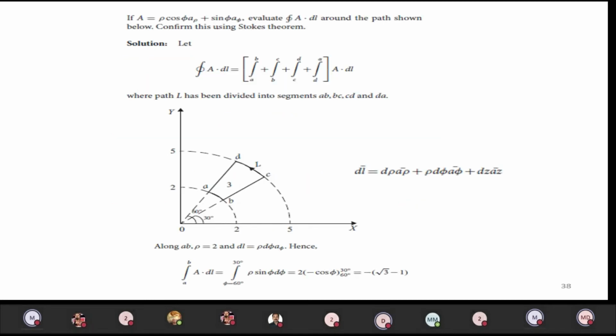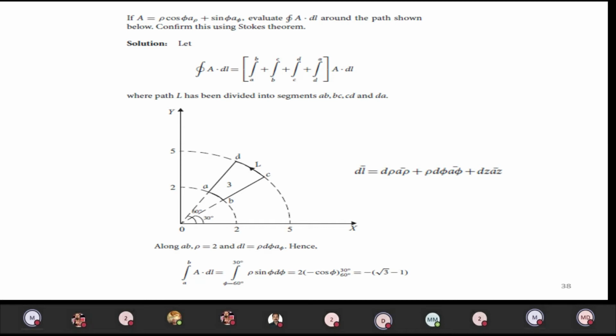So this is a model problem relating to Stokes theorem. They are given a vector A equal to rho cos phi a rho plus sin phi a phi. The diagram below gives the rho values and the phi values. What we have to find is the closed integral of A dot dl, and we have to confirm the result using Stokes theorem. So we want to find the closed integral of A dot dl. You will get one answer, keep it as it is.